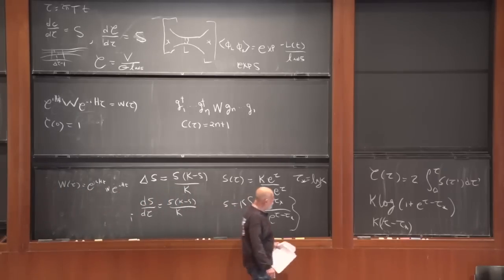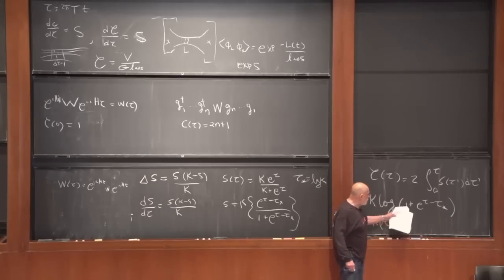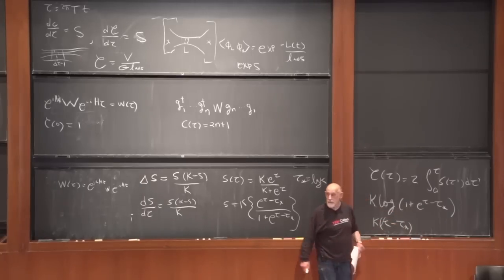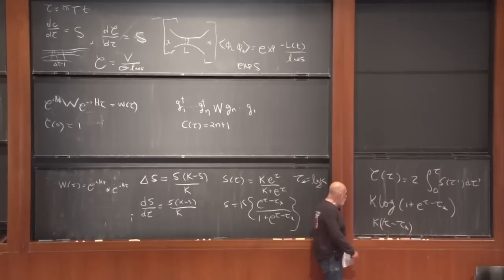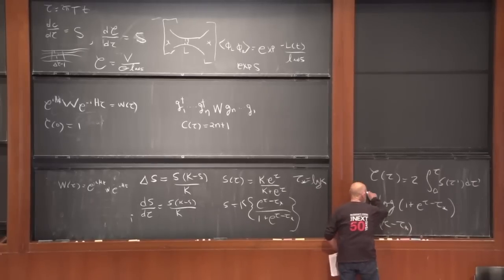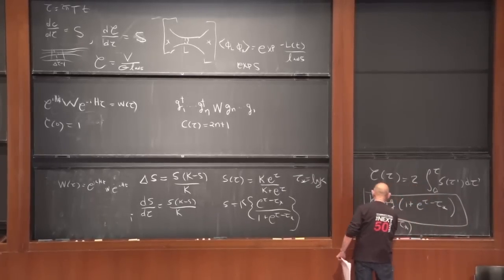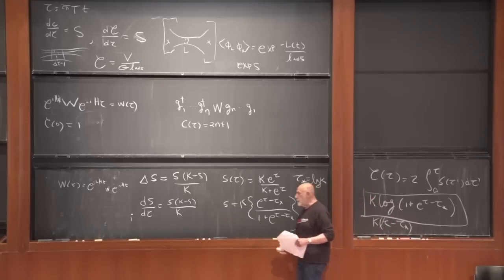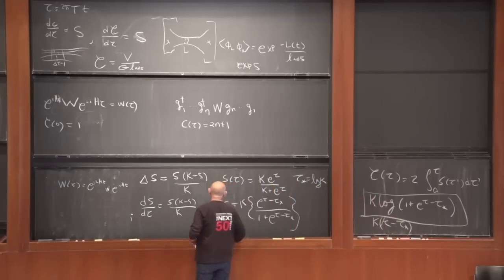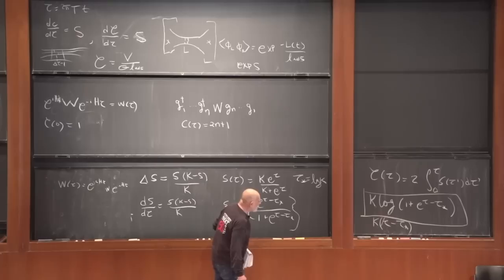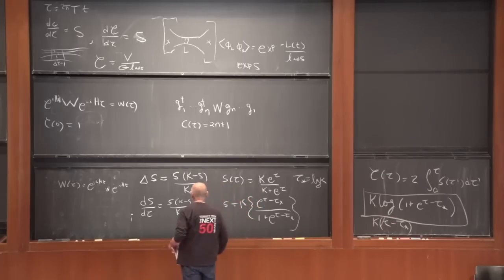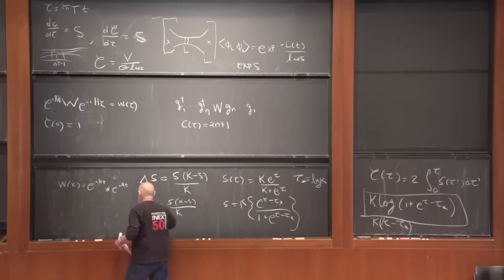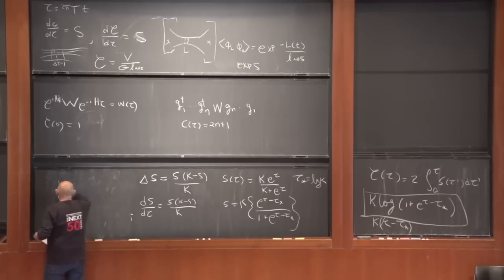Can everybody see this equation over here? K log 1 plus e to the tau minus tau star. This is an important equation. I want to save it, because we're going to compare that with black holes. That's the complexity growth for the epidemic model. Let me just draw what this logistic function looks like.